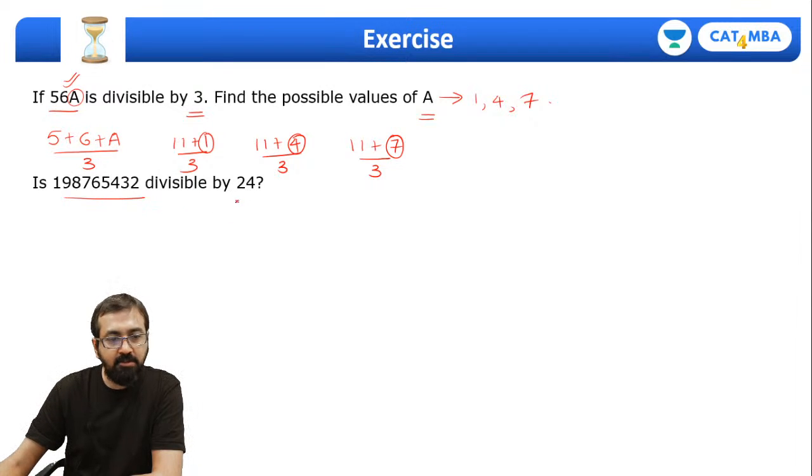So is this number divisible by 24? How do we check whether a number is divisible by 24 or not? Check for 8 as well as 3. What do we need to do for 8? Check the last 3 digits, the number formed by the last 3 digits.